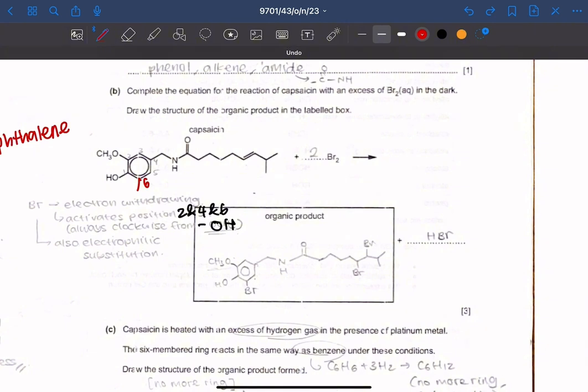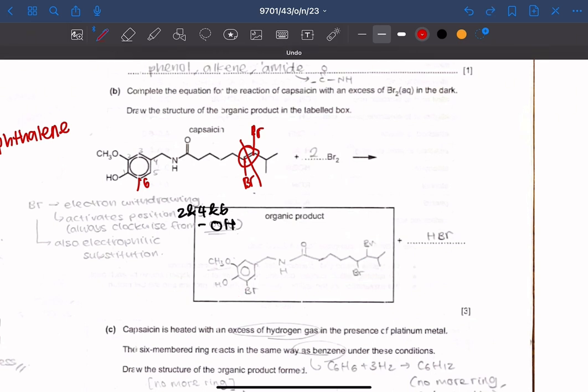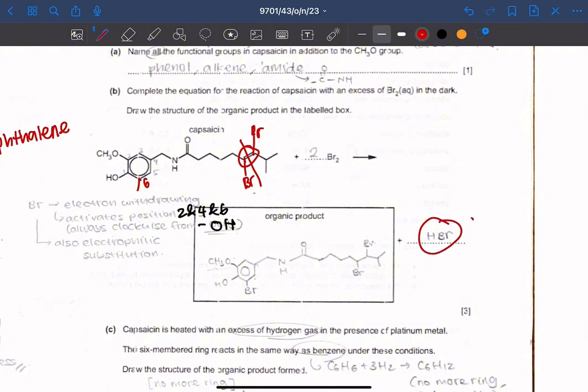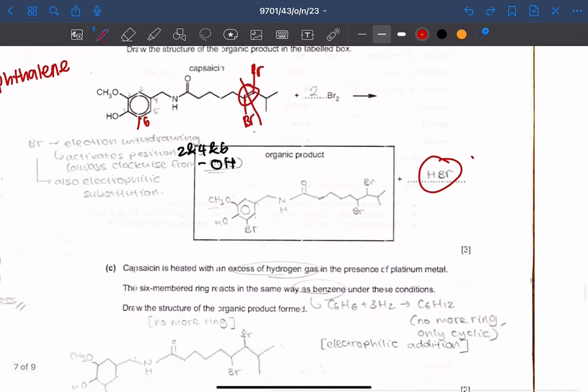And so Br is attached to position 6, and in addition the alkene double bond breaks, and then it forms Br bonds. And so there are 3 Br here, and another product is HBr from the release of H from the benzene. And so we should balance the equation by placing 2 as a coefficient of Br2.